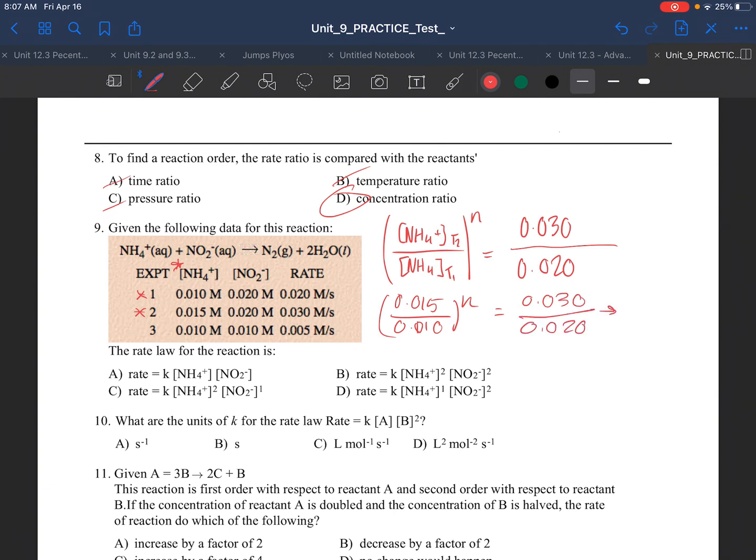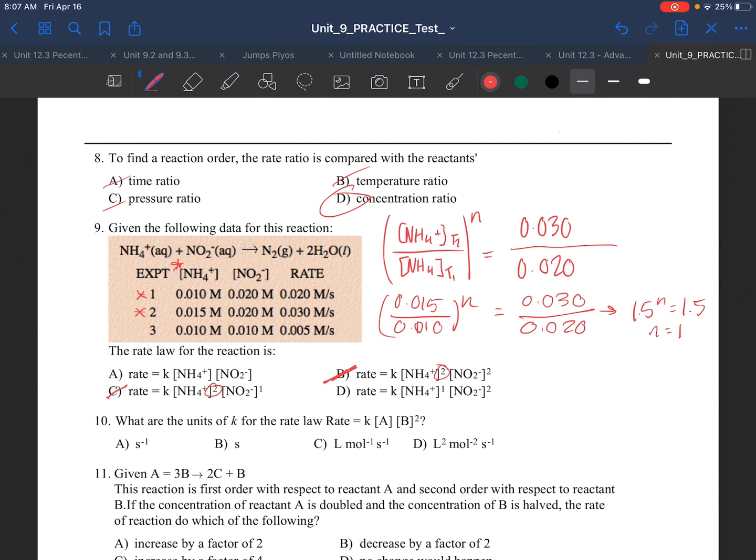Simplifying this, you get that 1.5 to the n is equal to 1.5. So n must be equal to 1. So we know that the reaction order for NH4+ is 1. If you want to go in and cancel out C and B right away, you can, because those are second order. We know that can't be possible.